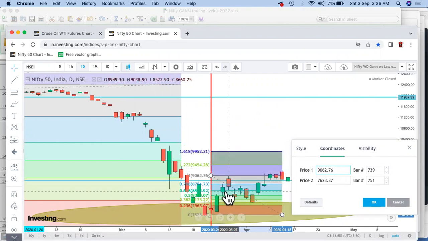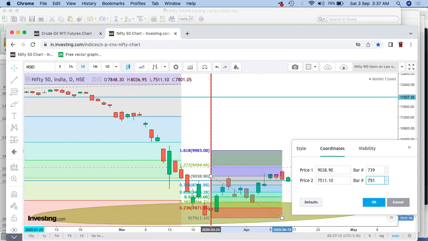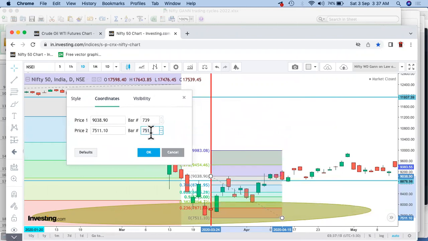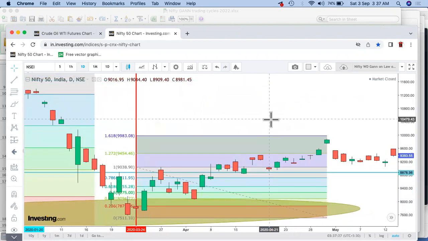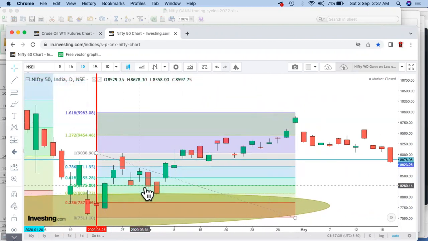This is 9038.9. So 903838.9. And this comes to 75111.1. Right? So we have taken these exact points, and let's try to see if we are able to get some target or nearby to that part. So if we see, yes, on a reversal we get a target.